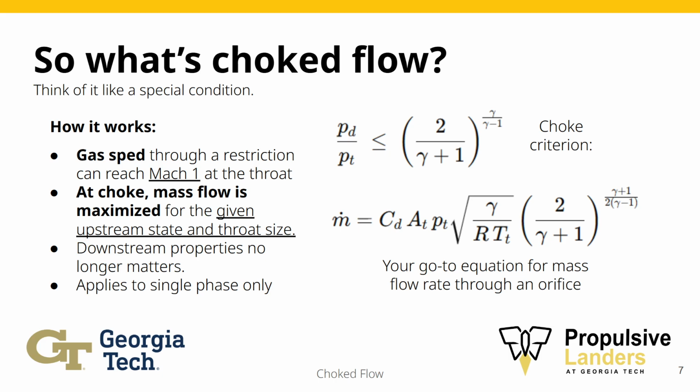But for choke flow, there are two main equations that you need to know. The first thing is you want to know what the choke criterion is. You want to know under what conditions your flow is actually choked. A very practical way of doing that is to see how the ratio of your downstream pressure over your upstream pressure compares to that choke criterion. If you satisfy the choke criterion, so your ratio of downstream to upstream is less than the choke criterion, then your flow indeed will be choked.